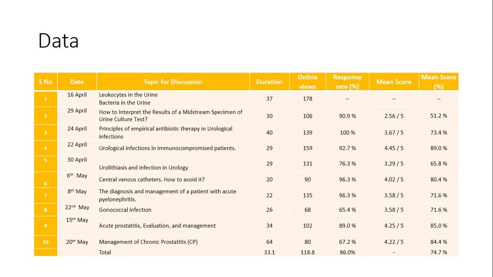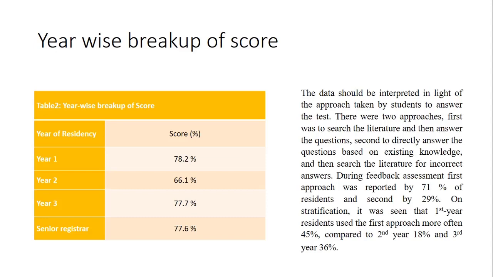The mean score was different for different presentations, ranging from 51% as the lowest to 85% as the highest. Then we broke up the score with respect to the year of residency, and surprisingly, the first year did the best, 78%, second year 64%, third year 77%, and senior registrar 77%.